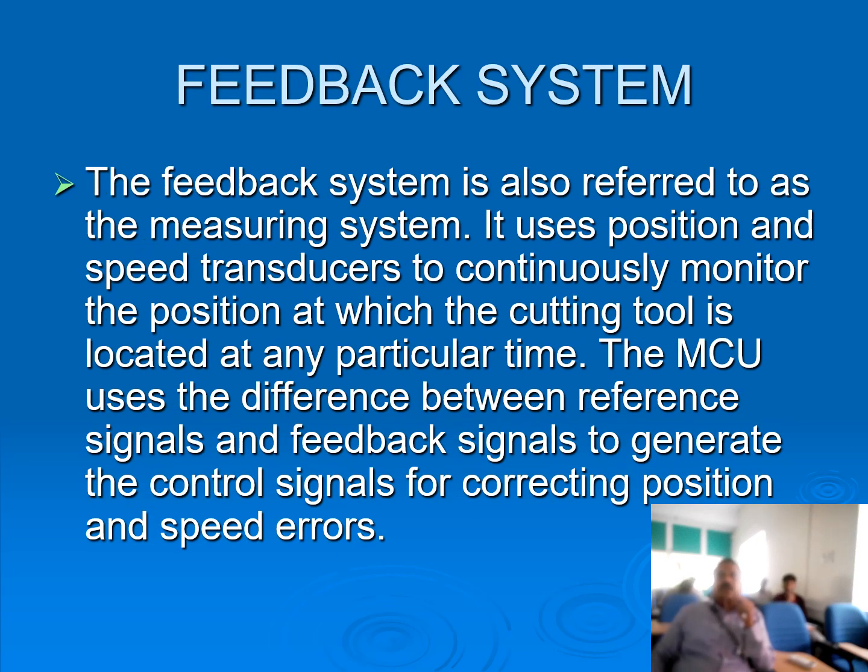Feedback system. The feedback system is also referred to as a measuring system. It uses position and speed transducers to continuously monitor the position at which the cutting tool is located at any particular time. The MCU uses the difference between reference signals and feedback signals to generate the control signals for correcting position and speed errors. So position error may be there or speed error may be there. So the feedback system rectifies it.